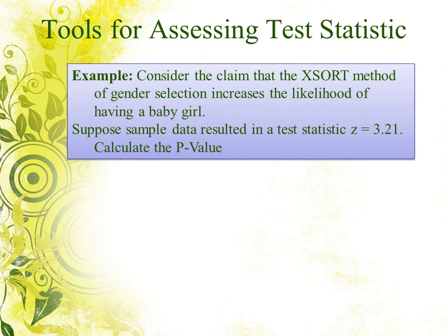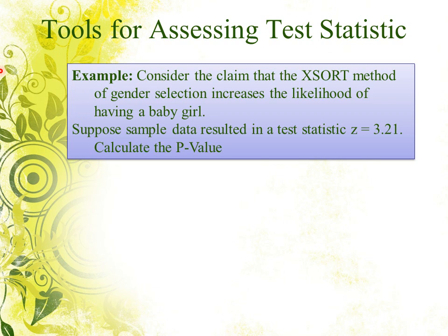Consider the claim that the XSORT method of gender selection increases the likelihood of having a baby girl. Suppose sample data resulted in a test statistic of z equals 3.21. Calculate the p-value. So we're going to calculate the value to the right of 3.21, but we need to know if we need to double it or not. So the first thing to do in a situation like this is identify the alternative hypothesis.